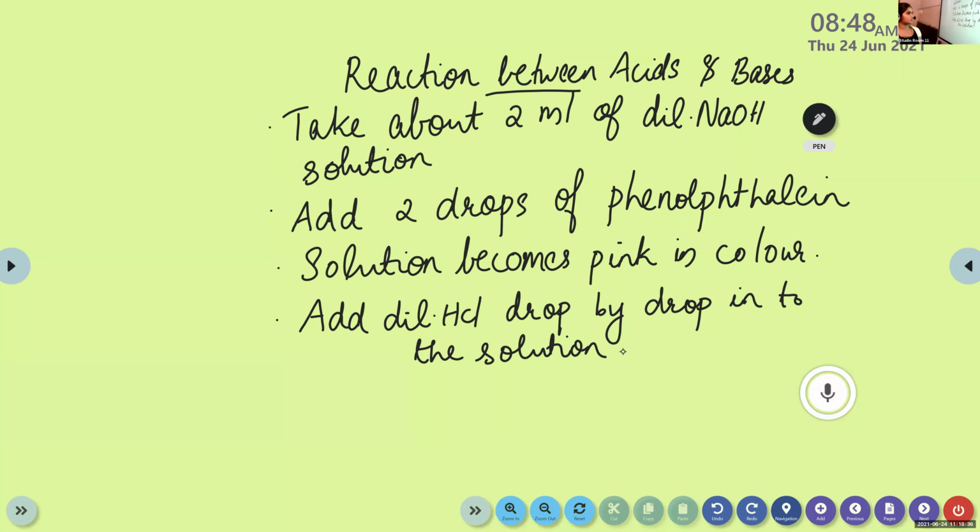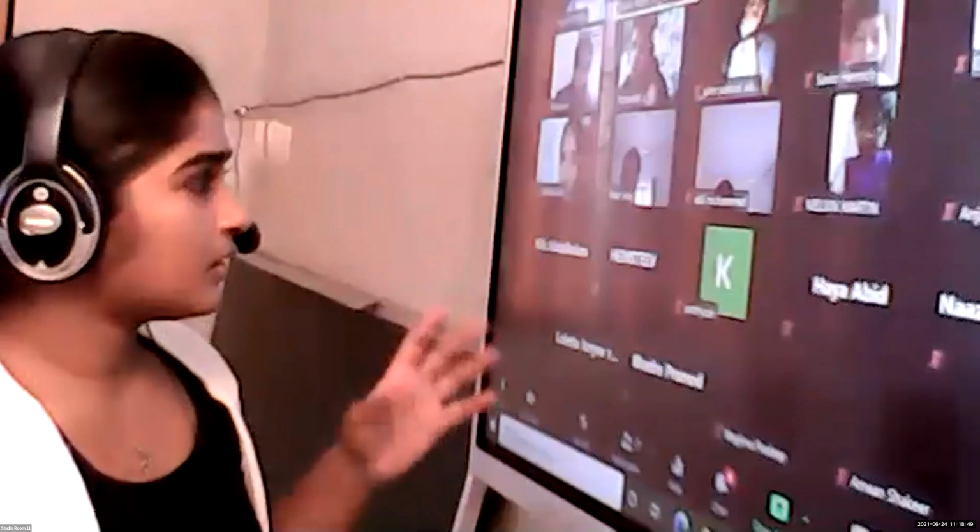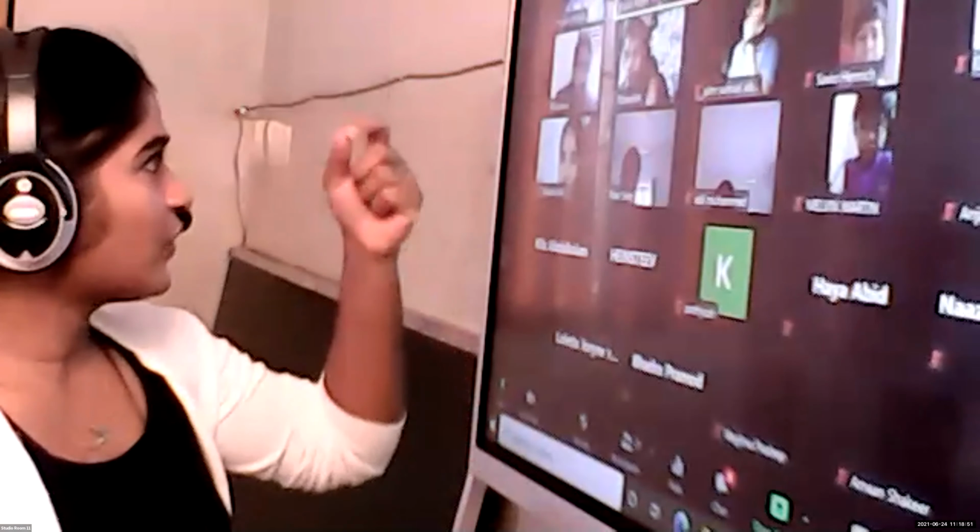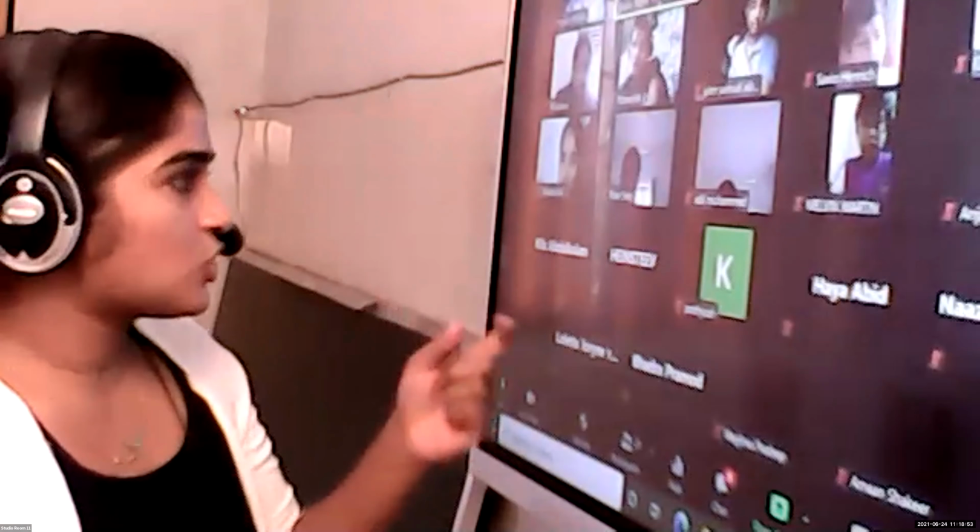So this is the next step. We just add dilute HCl. And how much HCl should we add? You can add it drop by drop. That means you should add 1 drop, then look at what color change occurs. Likewise, you can add it drop by drop.